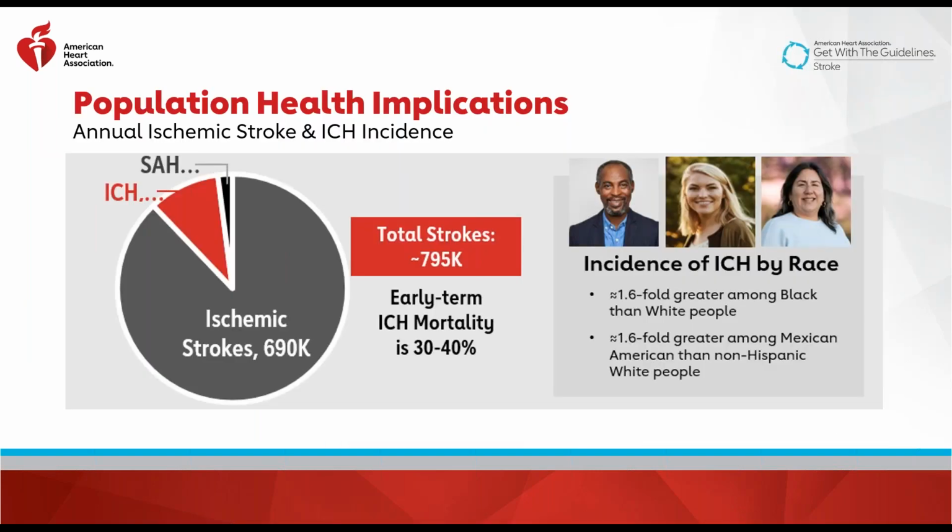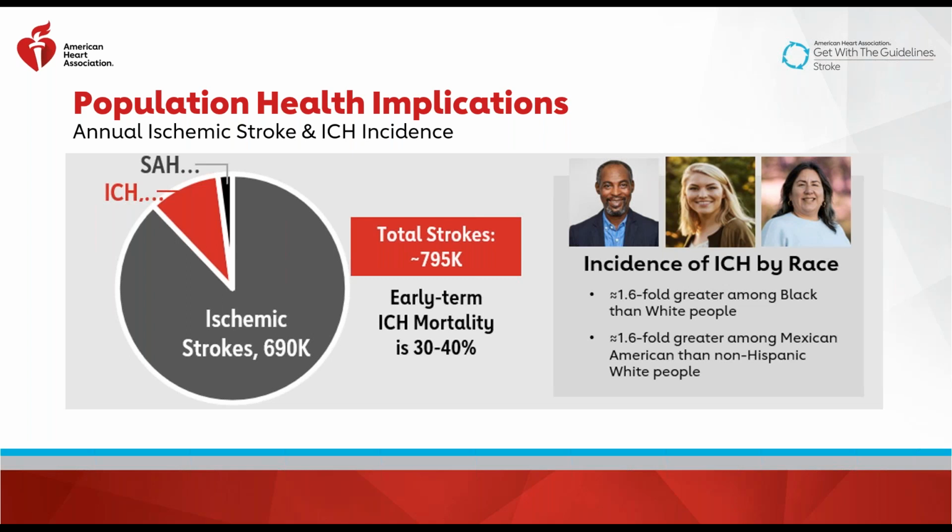Then there you go. So when you look at intracranial hemorrhage, for the purposes of this webinar, we are talking about spontaneous intracranial hemorrhage. You can see it is once again a very discrete portion of our overall stroke patients. Our total strokes are upwards of close to 800,000, and ischemic strokes account for about 690,000 of them. Early mortality and morbidity in intracranial hemorrhage is common at about 30 to 40%.